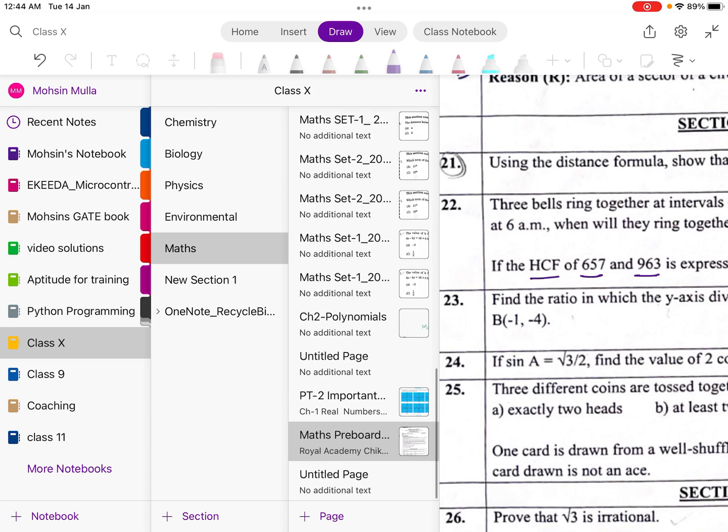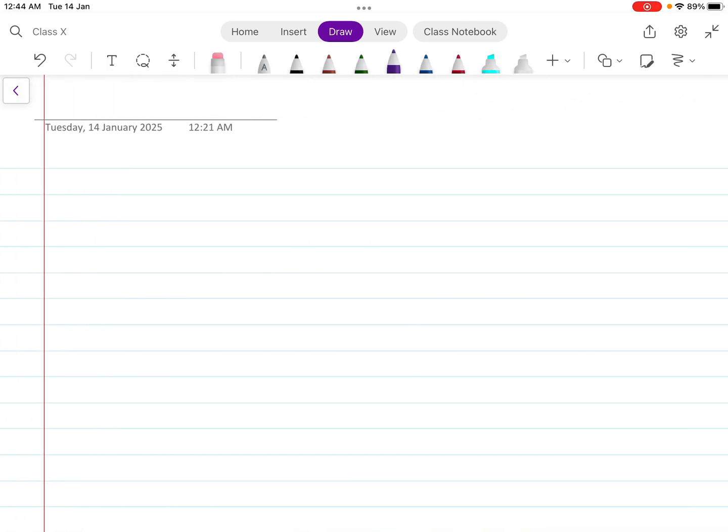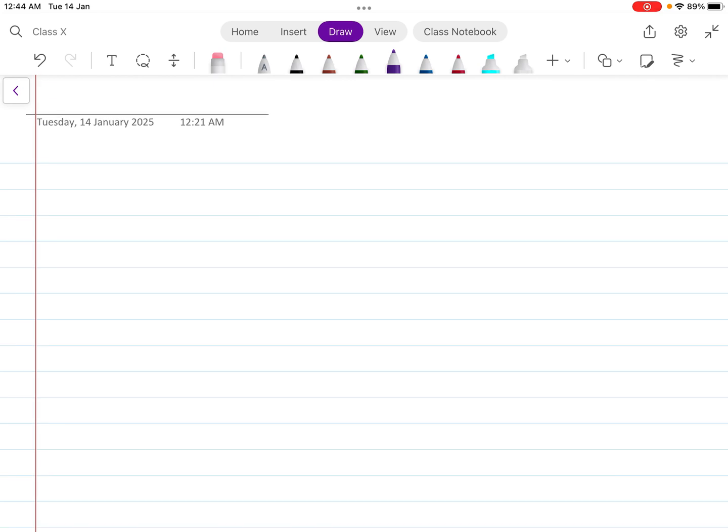Okay, so here what they have given is two numbers, that is 657 and another is 963. So now to find the HCF we have to do the factorization of this. Okay, I'm doing it simultaneously, you can do it separately also.